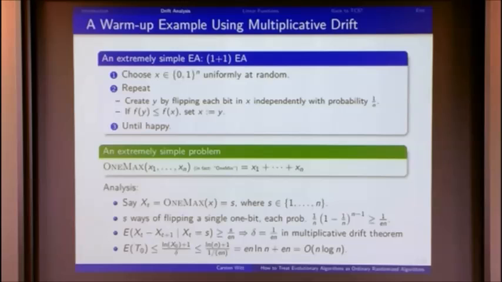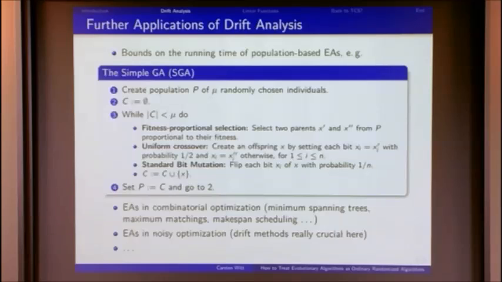So again, this was an oversimplified setting, but in fact we can use drift analysis to analyze more complex EAs, population-based EAs, like this one, without going into the details. The simple GA, where we have a population and we do not only have mutation but also crossover. We can analyze EAs on more interesting problems than OneMax, on combinatorial optimization problems, as you would consider them in computer science: minimum spanning trees, maximum matchings, and also harder problems, NP-hard problems like makespan scheduling.